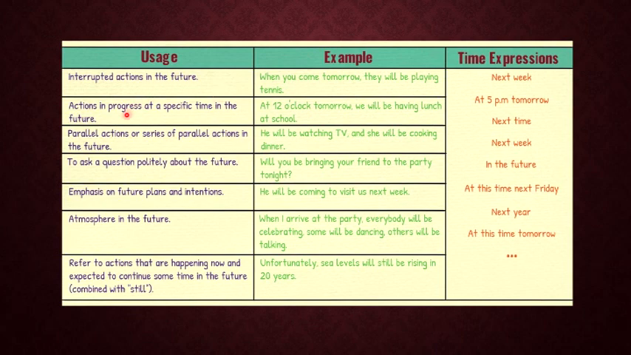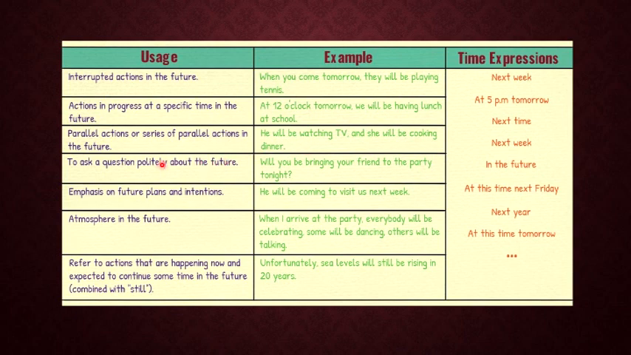Now number 2 is actions in progress at a specific time in the future. That means if you want to talk about some action which will be happening at a particular time in your future reference. Like at 12 o'clock tomorrow, we will be having lunch at school. Similarly, parallel actions or series of parallel actions in the future. That means if more than 2 actions are continuing in the future time. He will be watching TV and she will be cooking dinner.